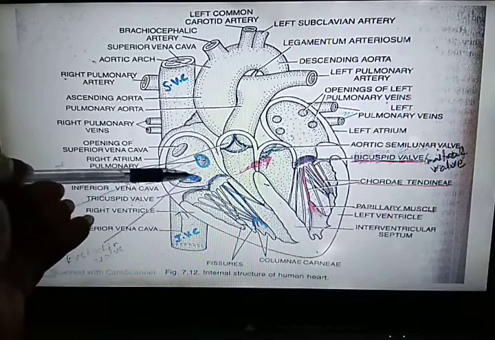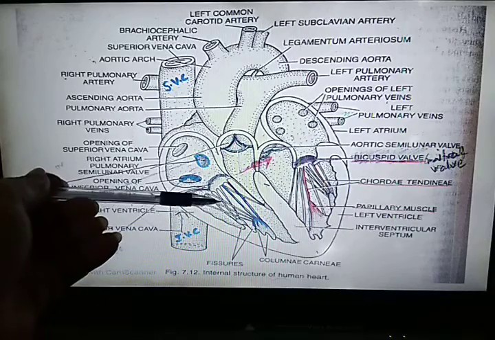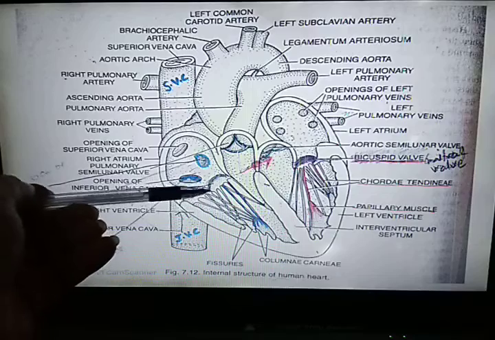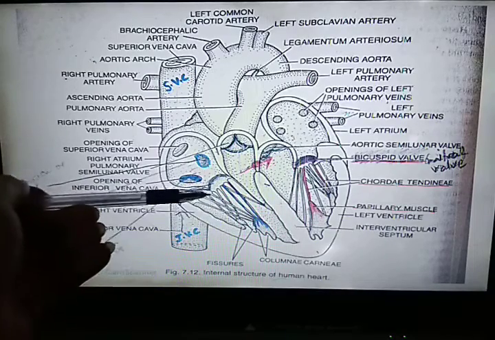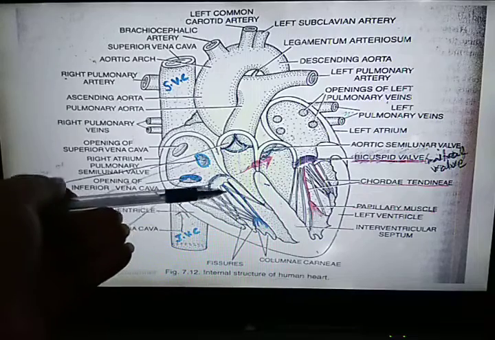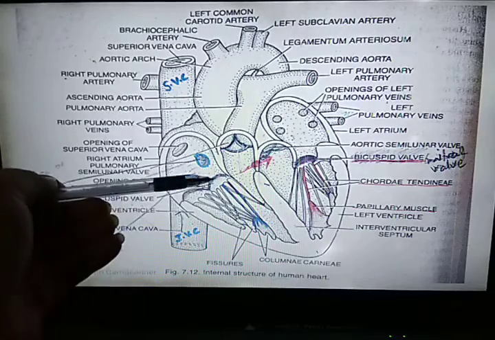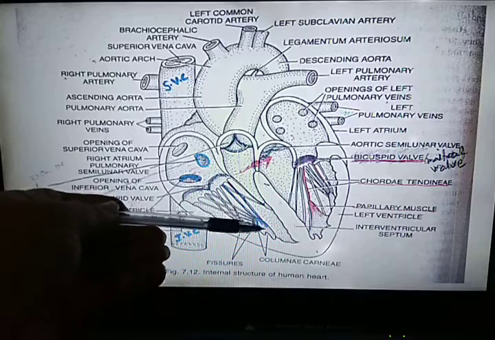And how is the backflow of blood prevented? The tricuspid valve is attached to the papillary muscles through chordae tendineae.